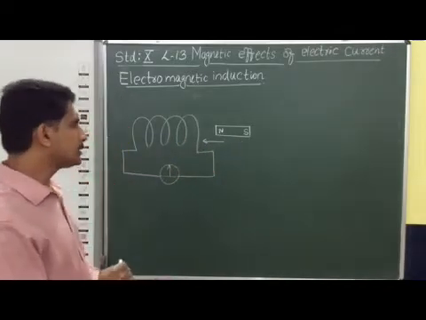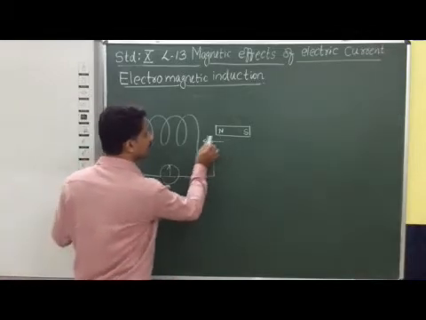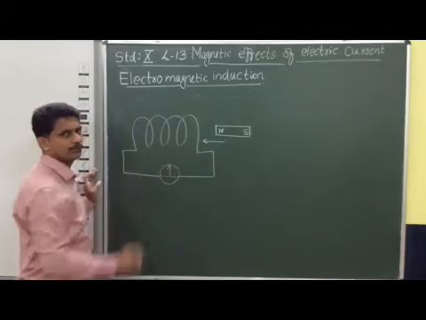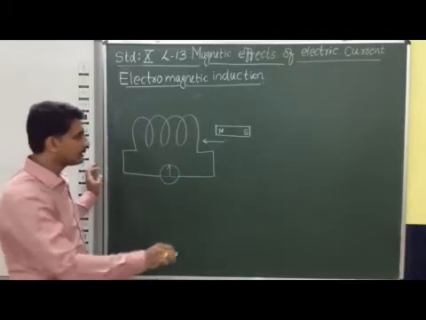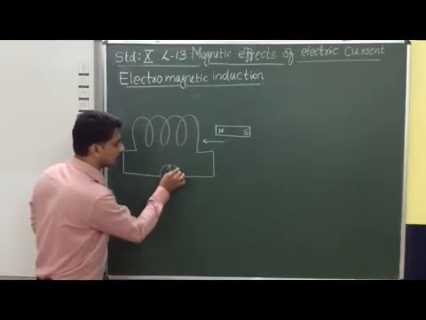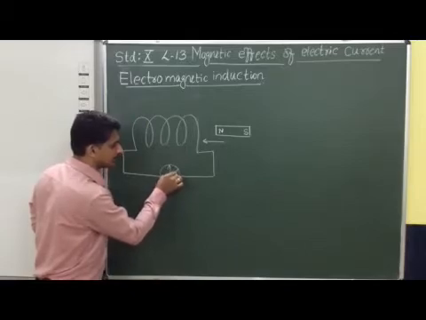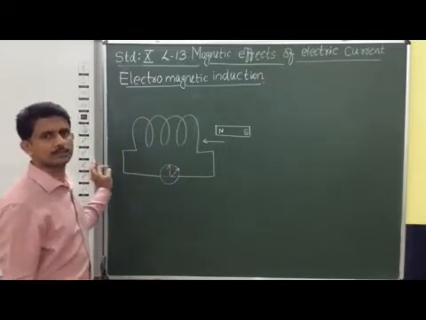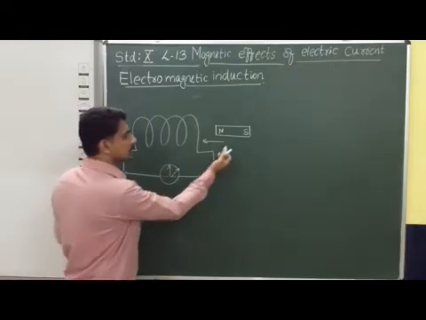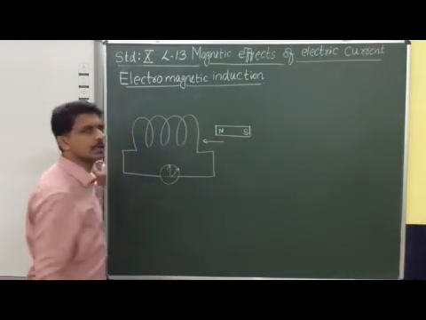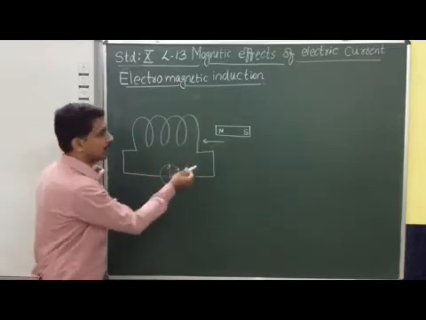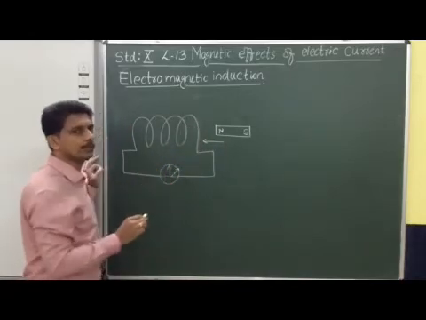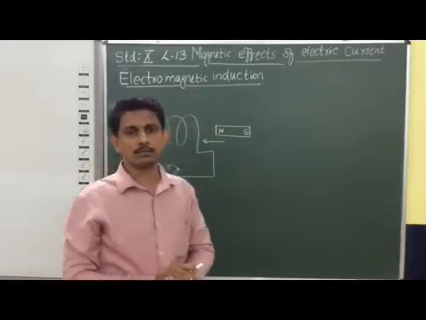You can observe that when this bar magnet is moving towards this coil, the pointer of this galvanometer is showing deflection towards the right side. And whenever this magnet comes to rest, that means its motion is stopped, during that time this pointer comes back to its original position.